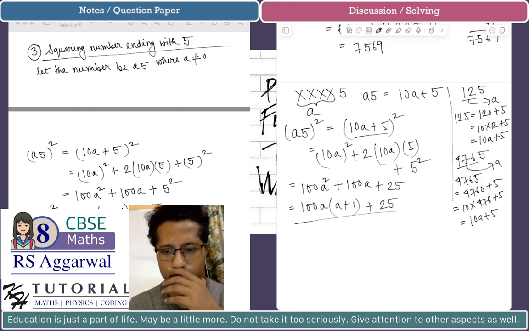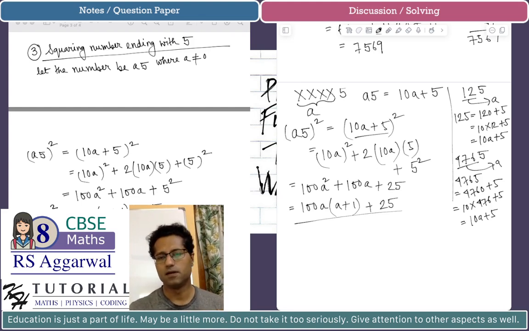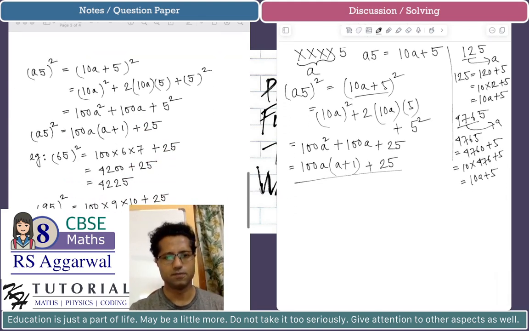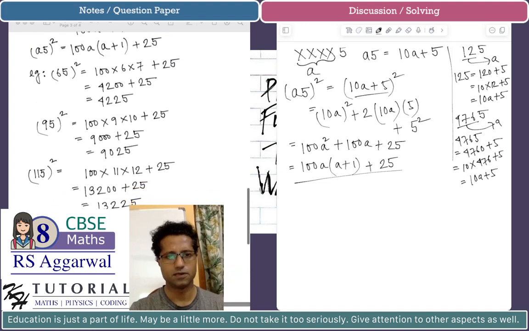This is the formula for finding the square of a given number where the digit at the unit place is 5, and you express that number in the form a5, where a is the original number except the digit at the unit place. Then the result is 100a multiplied by a plus 1, plus 25. So in the notes you will see some examples.